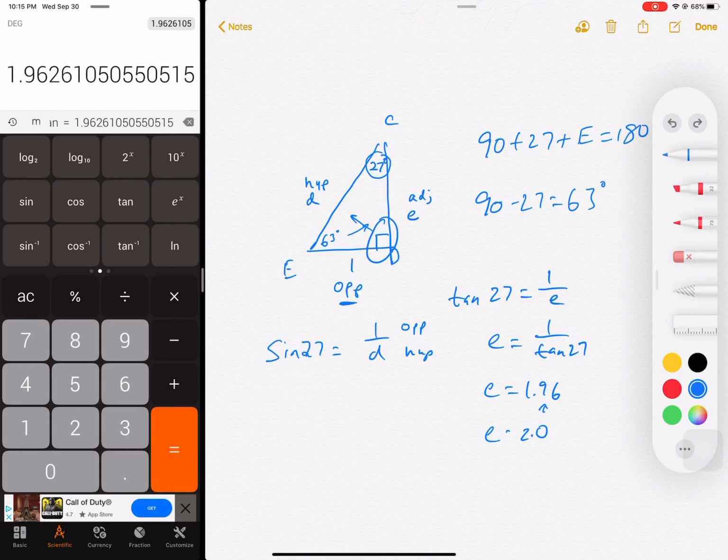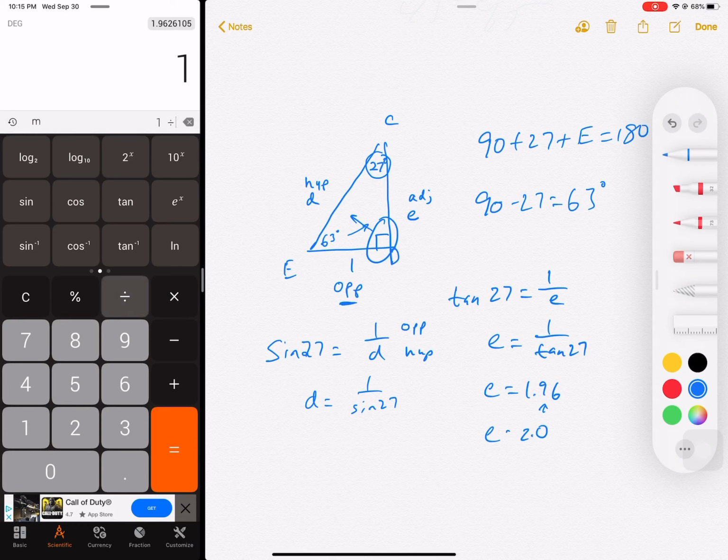Since D is on the bottom, we want to bring D to the top. We're going to do a swap. So on my calculator over here, we're going to say 1 divided by, let me clear it just in case, 1 divided by 27 sine equals, and D is equal to 2.2.